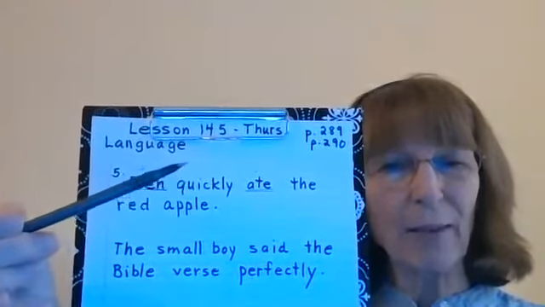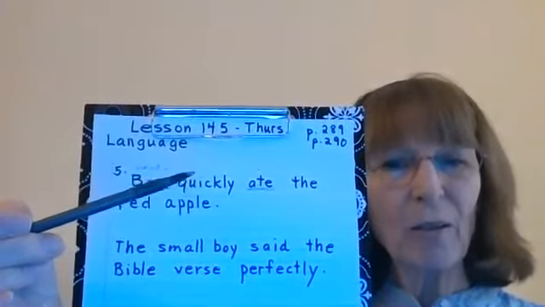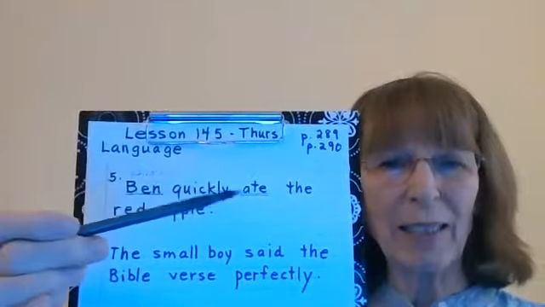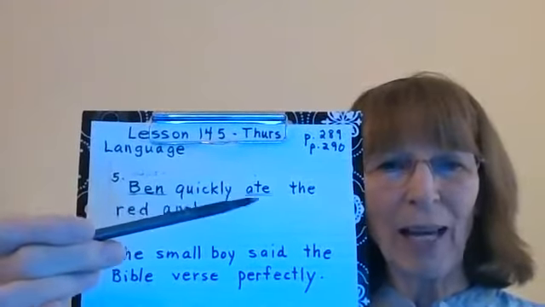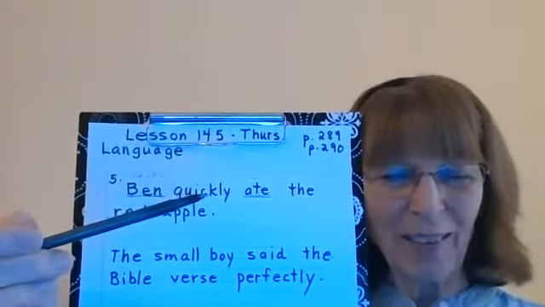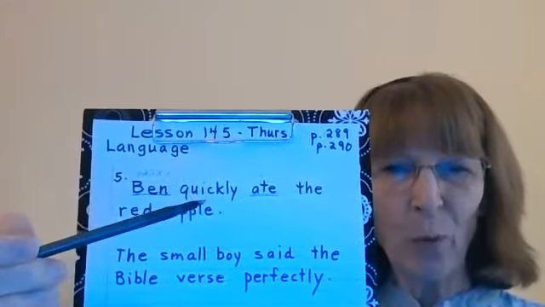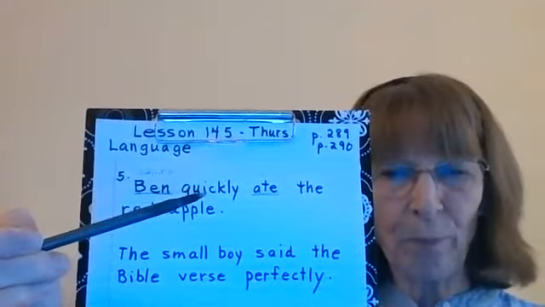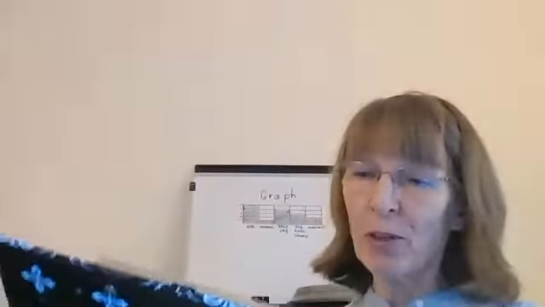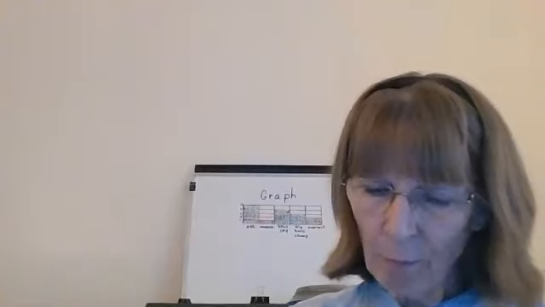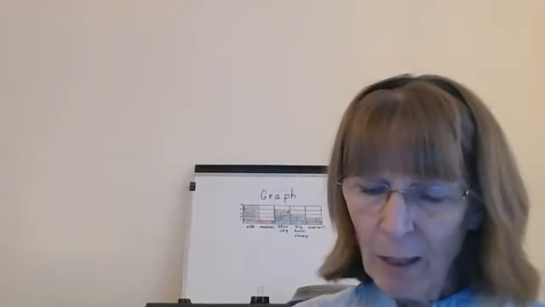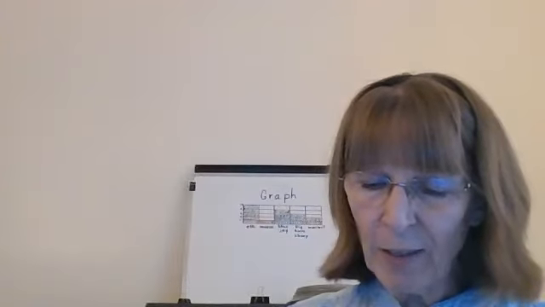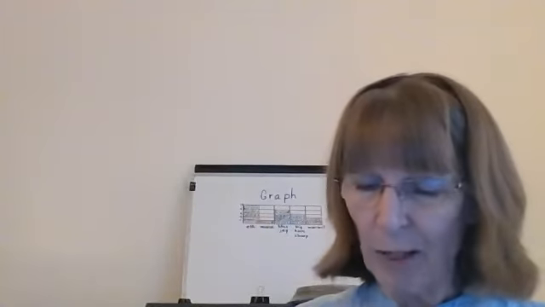Did you say it? Let's say it again. Ate quickly answers the question, how? How did he eat? He ate quickly. So we underline that twice, and we will circle adjectives and adverbs. So this is an adverb. I will circle it. If you're still doing this paper, you need to circle it. We need to write, I'm going to write ADV. That's my abbreviation for adverb.